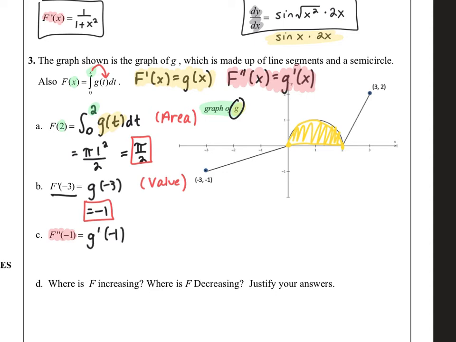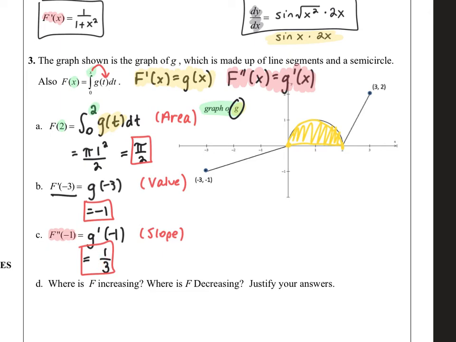What I'm given to work with is the graph of g. If I want g prime of -1, that just means the slope. So on the graph of g, at the point where x equals -1, I just need to calculate the slope, and I just do a rise over run to track my movements from one point to the other. It looks like I go up 1, to the right 3, so this is going to have a slope of 1/3. So f double prime of -1 is 1/3.